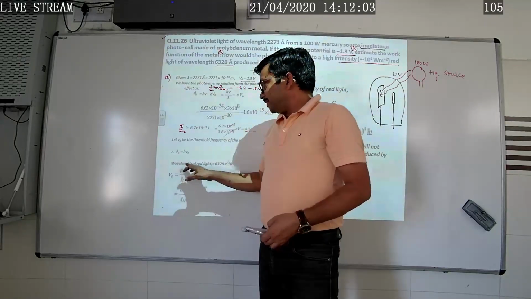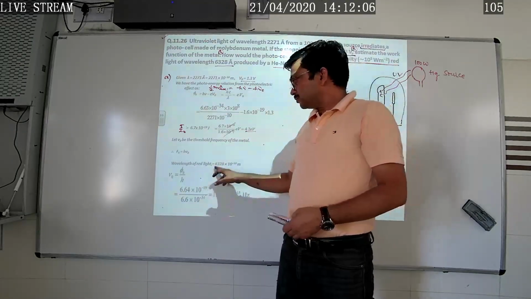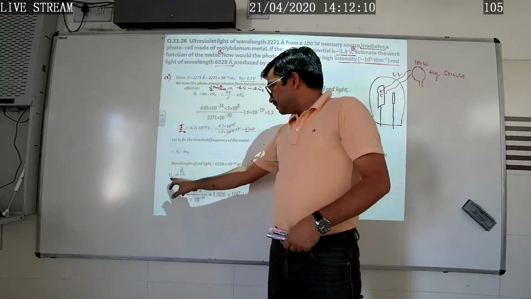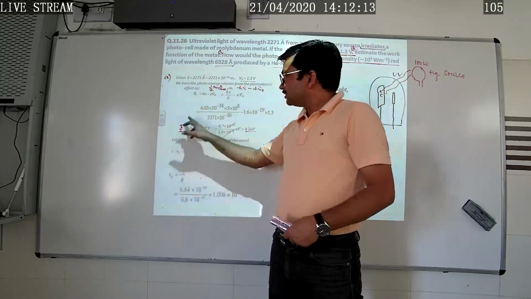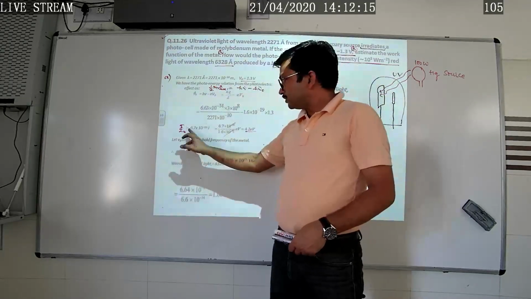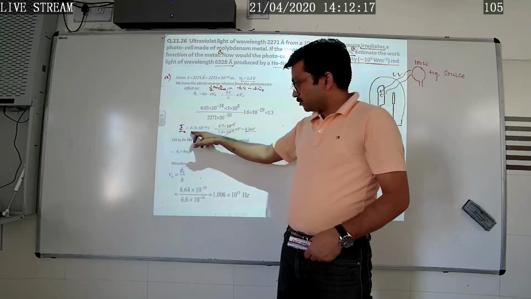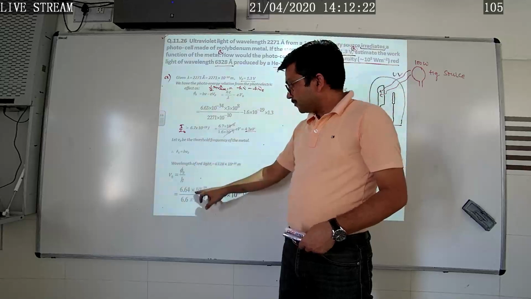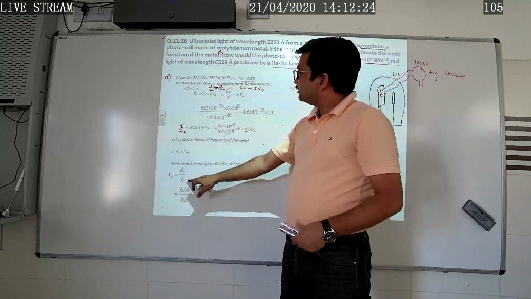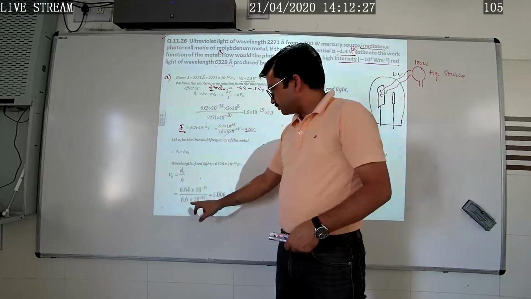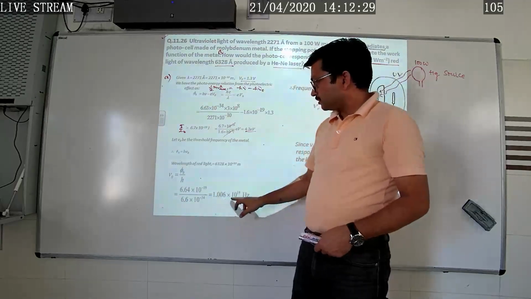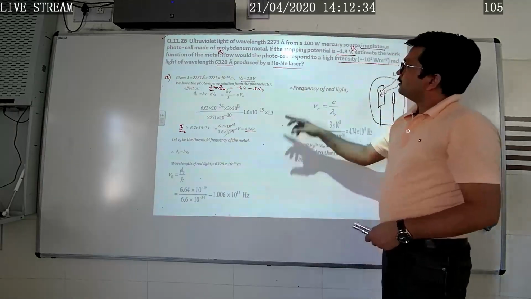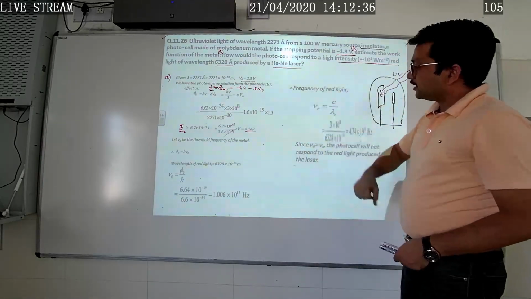Here the wavelength of red light is given to us, so we can calculate the threshold frequency for this molybdenum metal. The work function value is known to us, 6.64 into 10 to the power minus 19, divided by h, Planck's constant. Putting in the values, we got this much. This is the threshold frequency.